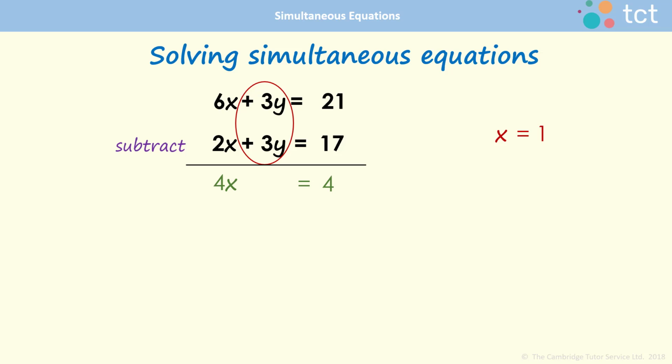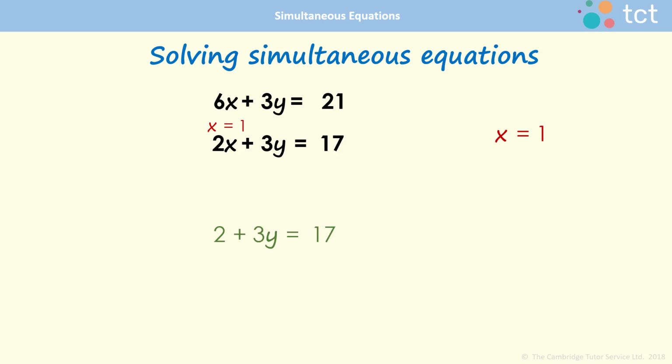Now to find out what the y is worth, we put that x value back into one of those equations. I always choose the one with the smallest numbers if I can, it just makes it easier. So here 2x plus 3y is 17, and we know that each of those x's is worth 1. So if we have 2x, that's 2 times 1. So that is equivalent to just 2. Now we add on what's in the rest of the equation. So 2 add 3y is 17.